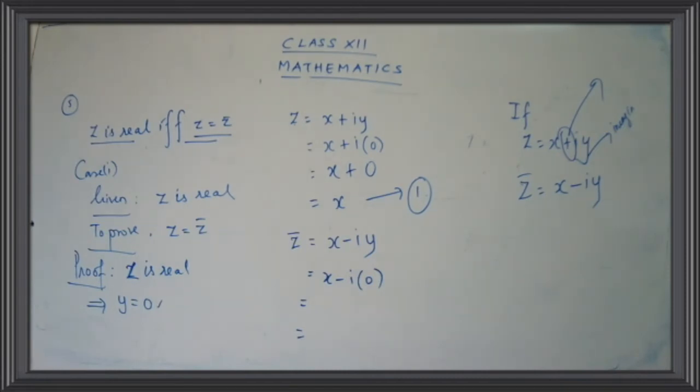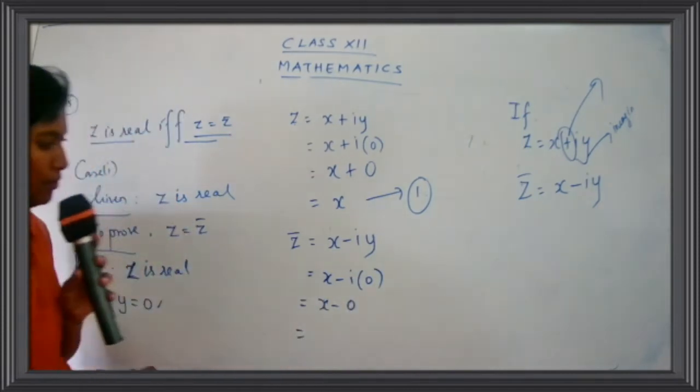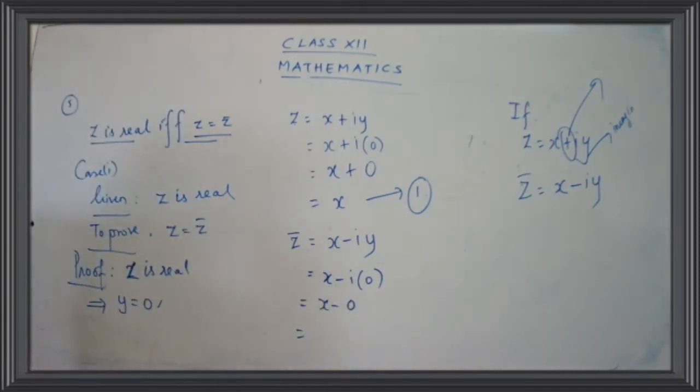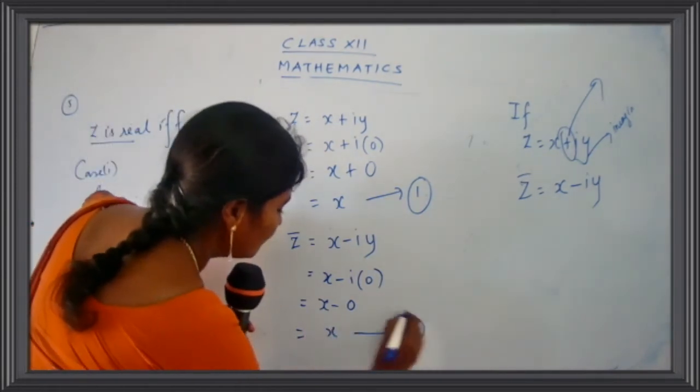I hope you are doing the steps. Do it properly. I hope you have completed both the steps. Yes, children? So what do you get when you are multiplying I and 0? Yes, when you multiply I and 0, you get 0. Good, yes. So this is X minus 0. What is the answer for X minus 0, children? Yes, it is X. See? So just put this as number 2.